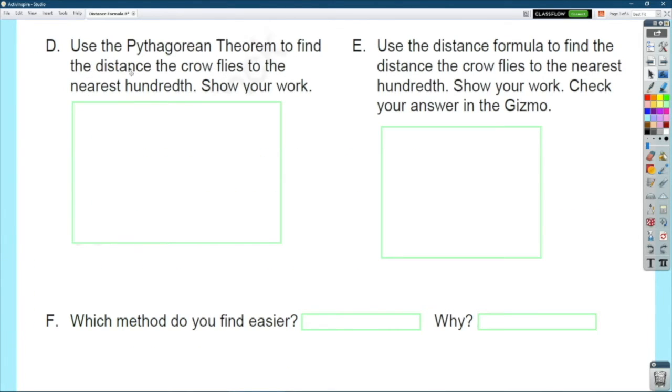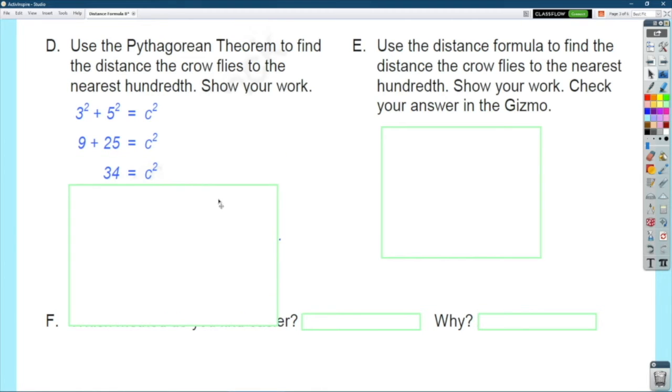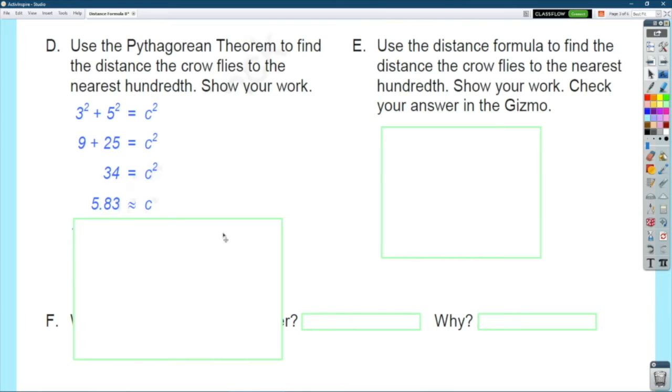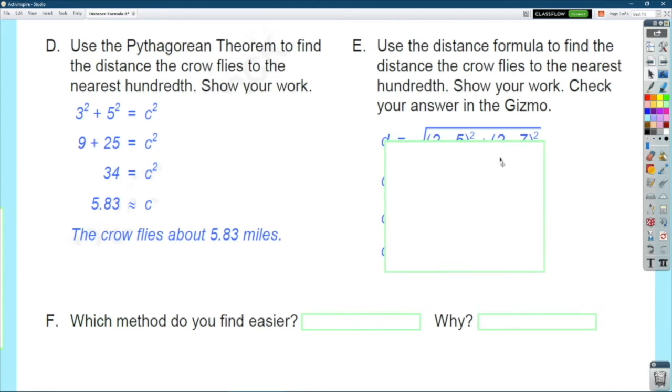So now we use the Pythagorean theorem to find the distance, and we did 3 squared plus 5 squared equals c squared, 9 plus 25 equals c squared, and we got 34 equals c squared, and if you put that in a calculator, you get approximately 5.83 equals c. So the crow flies about 5.83 miles. Less than 6 miles, more than 5.5 miles. And then we use the distance formula.